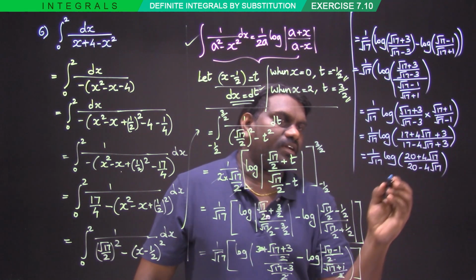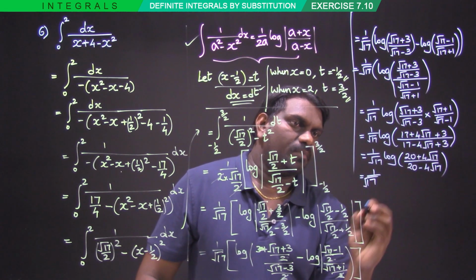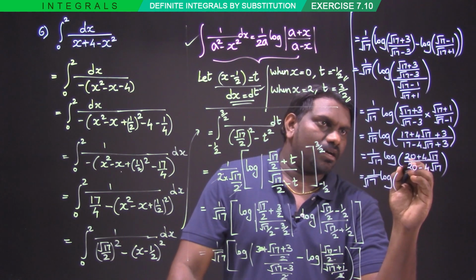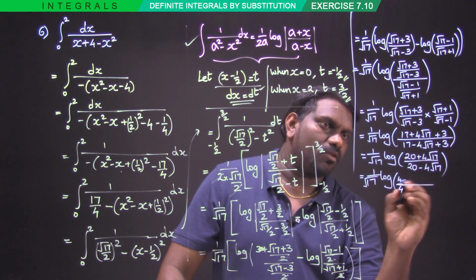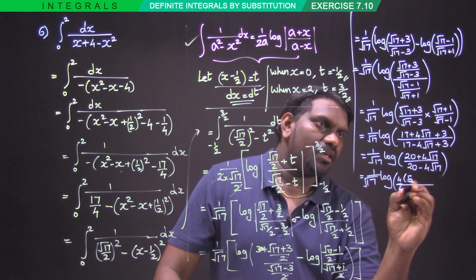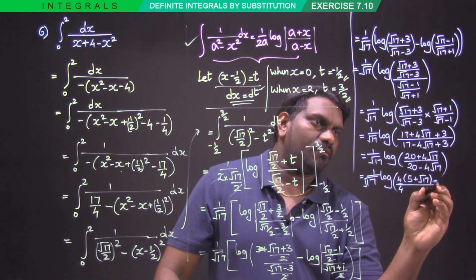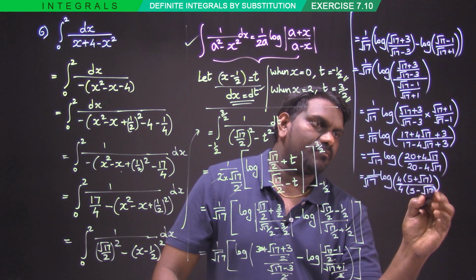And from here you can take 4 outside and cancel it, and you get something there, that is 1 by root 17 log. What will you get here? 4 by 4, you can take 4 outside from the denominator too. That is 5 plus root 17 by 5 minus root 17.